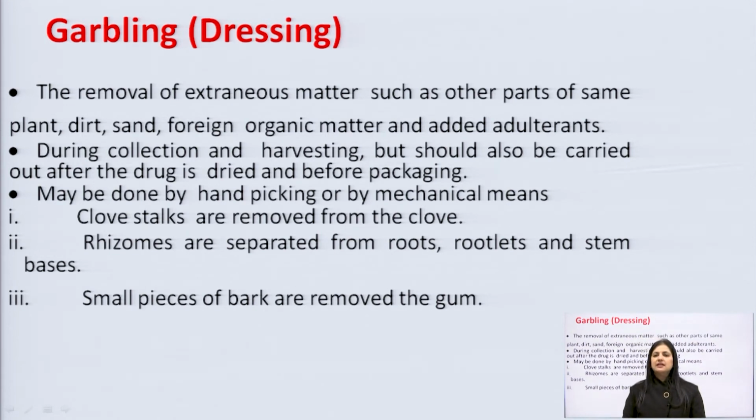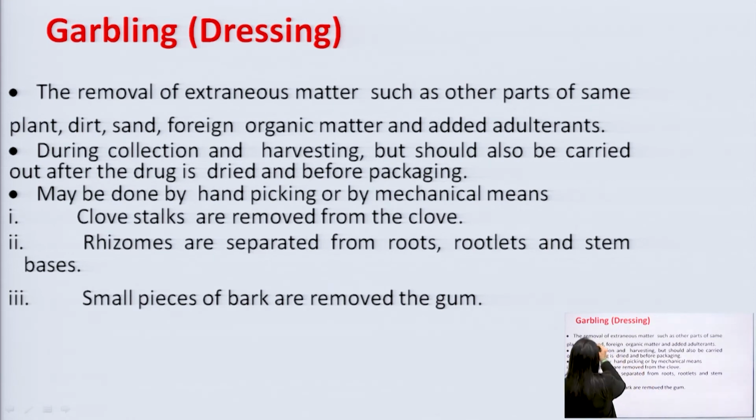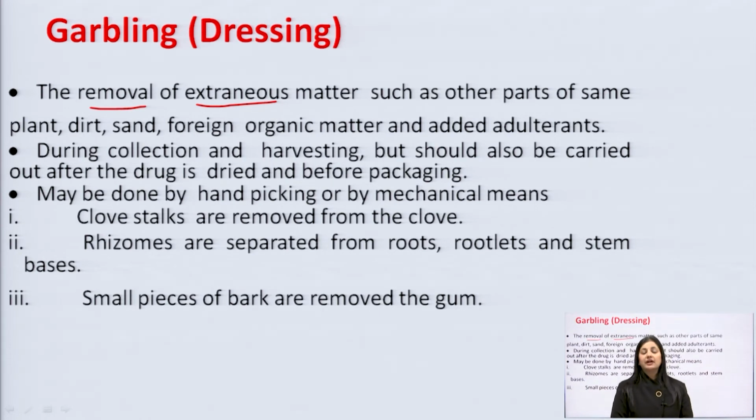Another technique is the garbling or the dressing. Jab hum plant ke part ko collect karte hain, to uske andar kuch unwanted, undesirable, extraneous, foreign material aa jaate hain jisko hume separate karna hota hai. That step is called garbling. The removal of extraneous matter such as the parts of the same plant, dirt, sand, foreign organic matter and added adulterant is called as garbling.